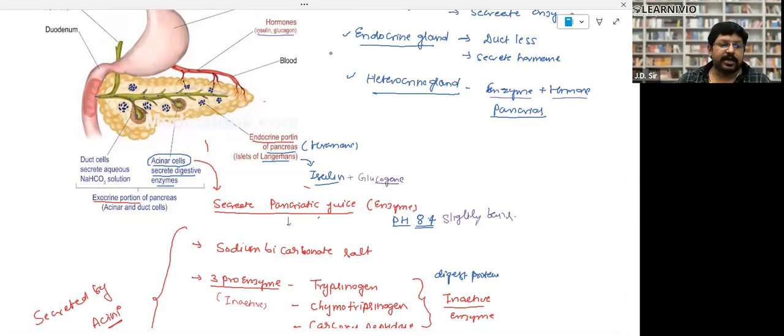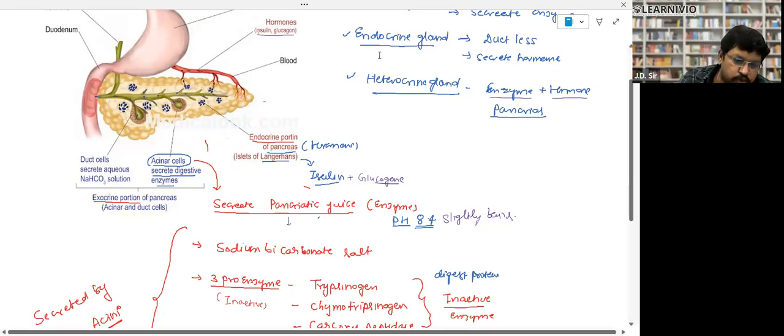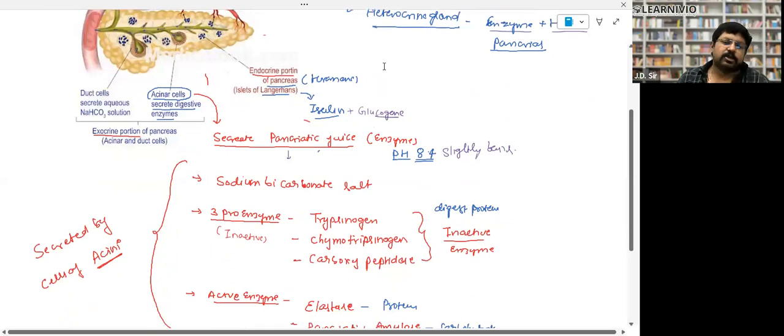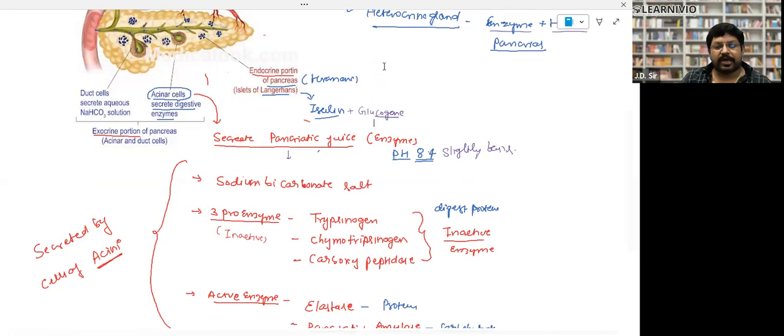So look, there is a special kind of cell. This green color structure is the pancreatic duct, right? They have a special kind of collection of cells. They are called acinus cells or cells of acinus. Acinar cells secrete the digestive enzymes, right? They secrete pancreatic juice, basically. Cells of acinus secrete pancreatic juice or enzyme that has pH value 8.5, slightly basic.